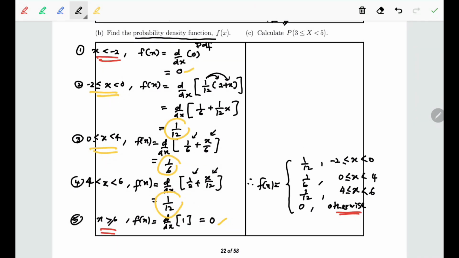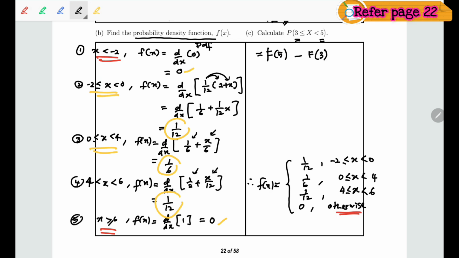So for part C, the question asks to calculate the probability from 3 to 5. You have two options to calculate this probability, whether you are going to use the CDF or PDF. Since we already have the CDF, it's better we use this CDF. It's much easier than using the PDF. So I'm going to use the CDF, which is the capital letter. The probability of x greater or equal than 3, less or equal than 5, is equivalent to F of 5 minus F of 3.